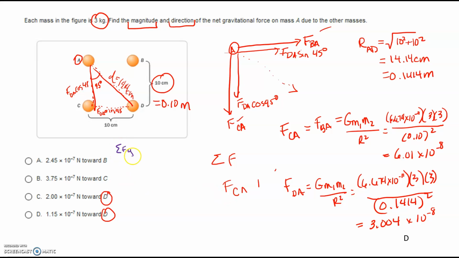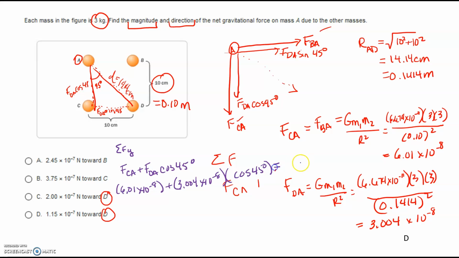So if I sum the forces in the y, which is right here, I am adding these two forces. So I have FCA plus FDA cosine 45 degrees. Okay, so this is 6.01 times 10 to the negative 8 from over here, plus this 3.004 times 10 to the negative 8 times the cosine of 45 degrees, which gives me 8.134 times 10 to the negative 8. These are my forces in the y.